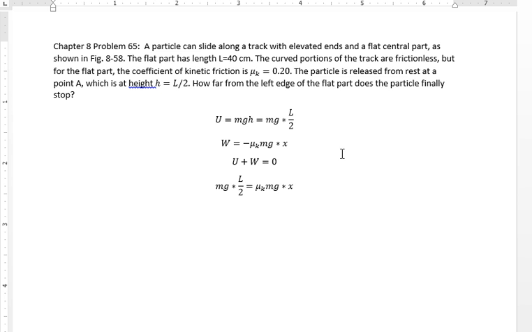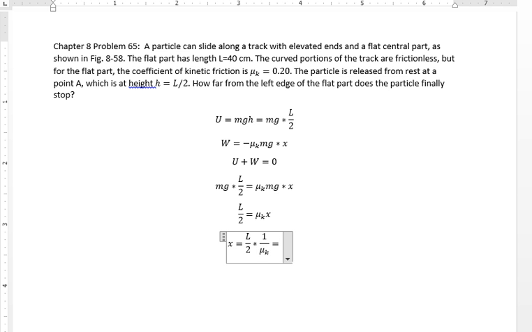Okay, so the mg's cancel out. We're left with L over 2 equals mu k x, and so the distance it has traveled from the left-hand side before coming to a stop is L over 2, right, times 1 over mu k. That's the total distance it travels. Now, this distance may be greater than L, right?